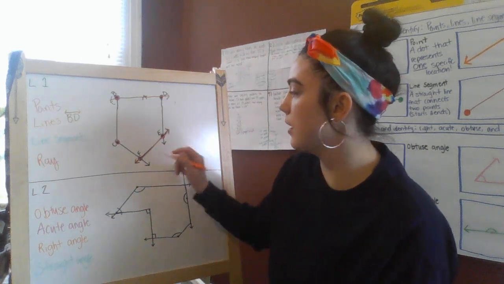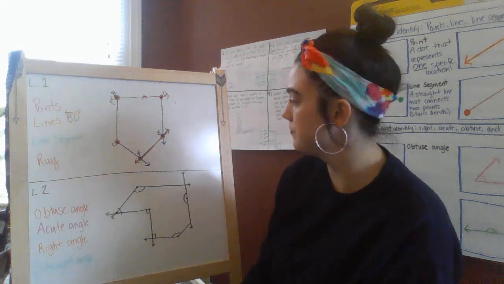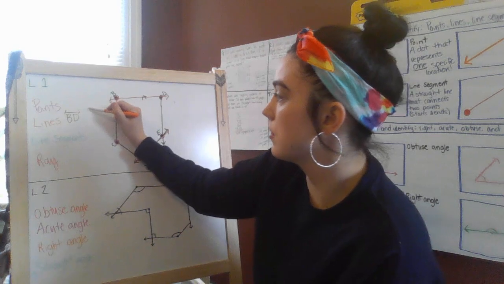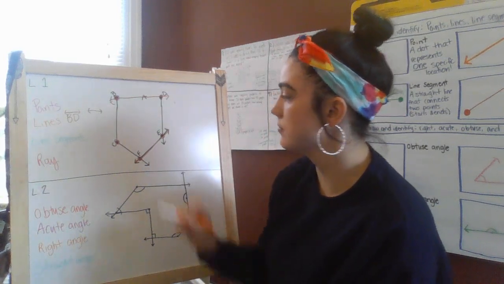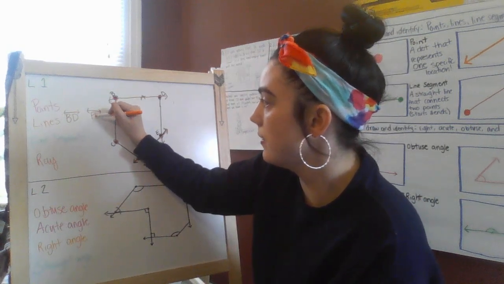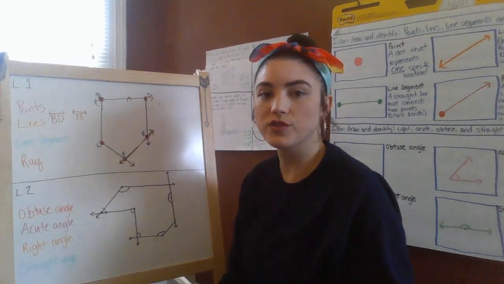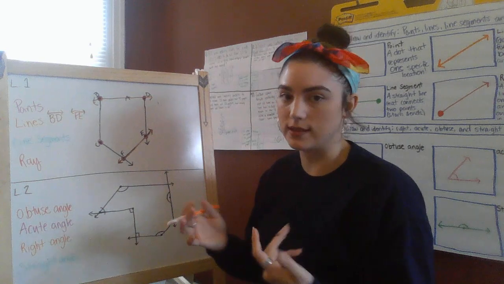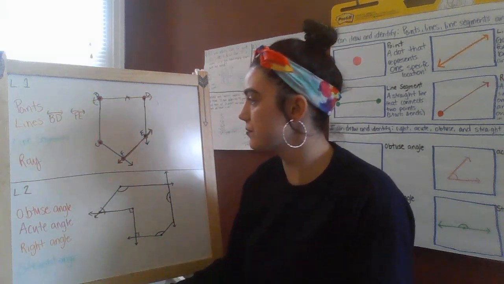Okay, let's talk about our other line. What points do you see that connect this line? What letters should we have underneath there? We have F and we have E. So it's going to be line FE. Make sense? You just use the points that the line goes through or towards the ends, even though it doesn't end. The points that are closest to the arrows.